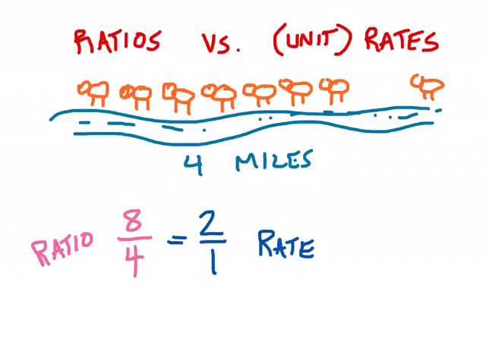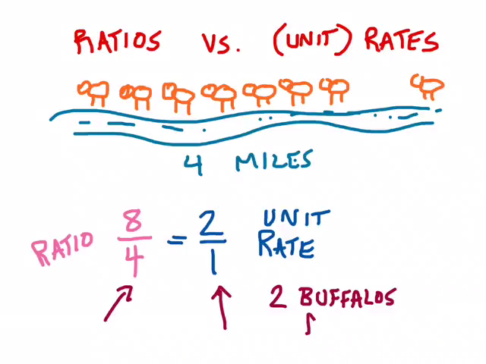Anytime you have a ratio and you reduce one of the two sides down to a value of 1, you've created a unit rate, which is a statistic that compares things in terms of values of 1. So originally, when I'm thinking about my buffaloes on the road, I saw 8 buffaloes over 4 miles. When I reduce that, I could say, well, then I saw 2 buffaloes every mile, and that's a unit rate. And I might say that that's the unit rate, 2 buffaloes per mile.